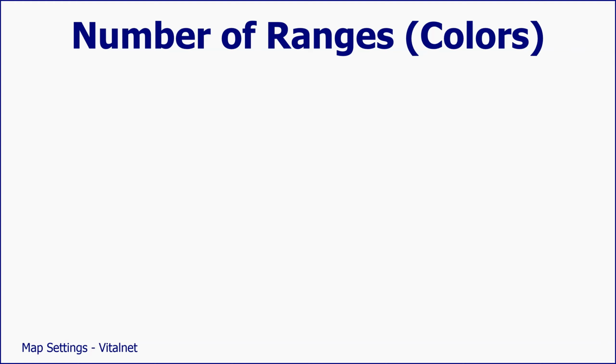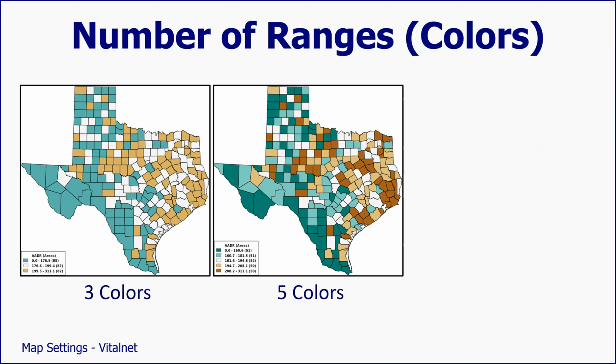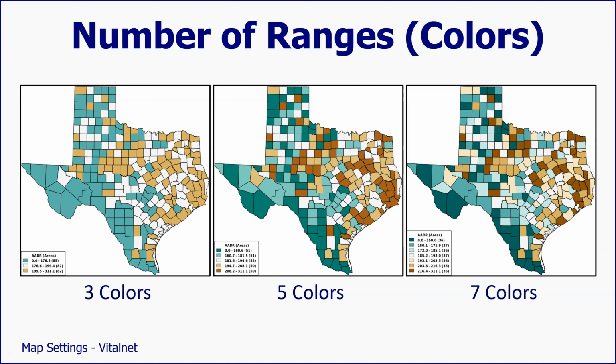Number of ranges is the same as number of colors. Here is a map with 3 colors, same map with 5 colors, same map with 7 colors. All the maps are similar, but also look somewhat different. Vitalnet lets you try different choices and select the map that works best for your report or presentation.